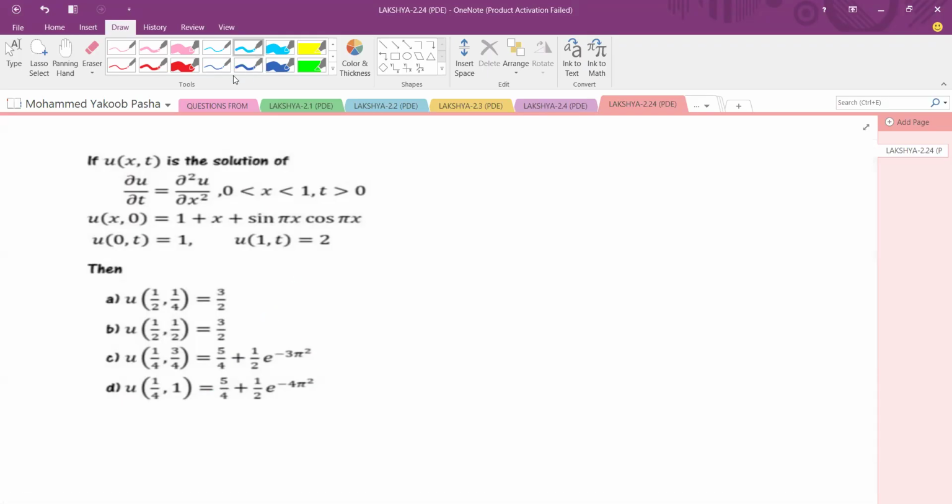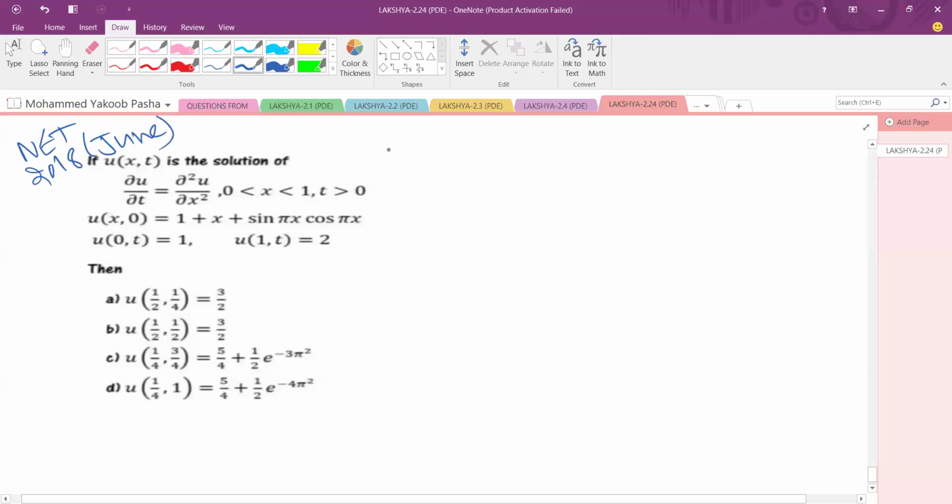Okay, this is a CSIR Net 2018 problem. CSIR Net 2018 June problem only. You can search in your previous question papers. It will be available in the June 2018 question. I don't know what is the number of the question.